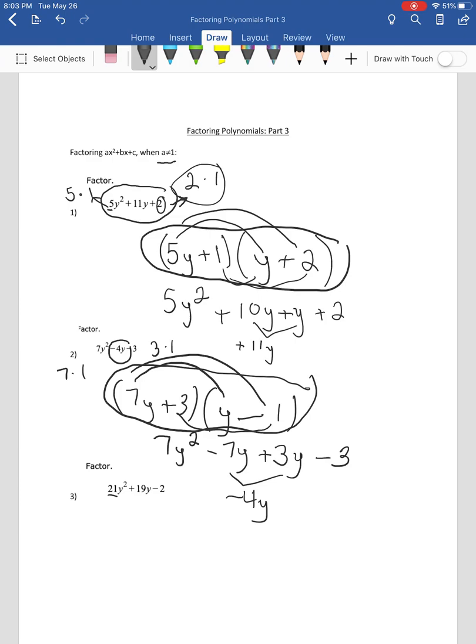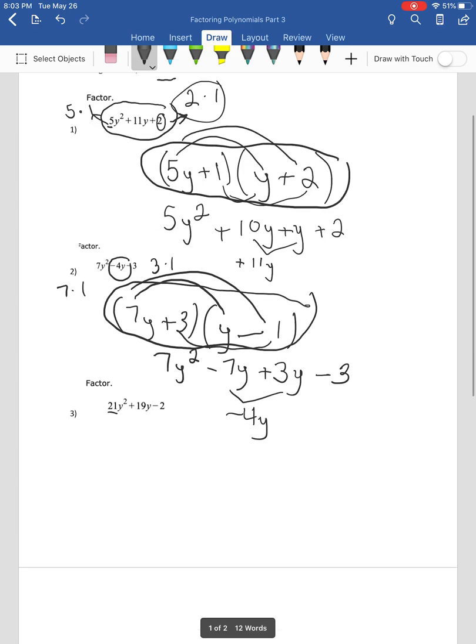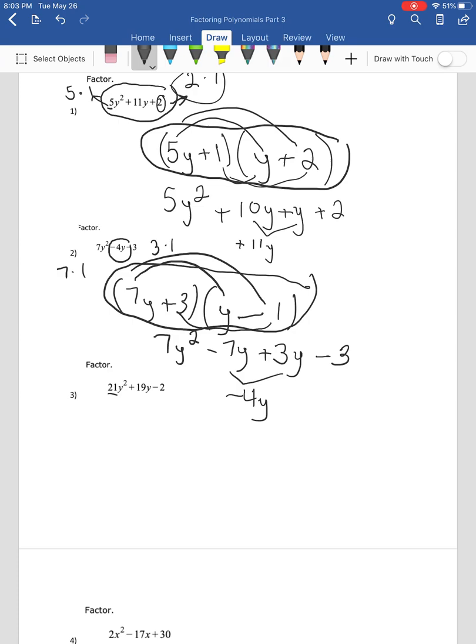Sometimes you can kind of do it as you go to figure out the signs and use your judgment. All right, so for number 3, 2 only has 2 times 1, right? But 21 has 21 times 1. It also has 7 times 3. So we're going to have to try a couple of different possibilities for the beginning terms in the factors.